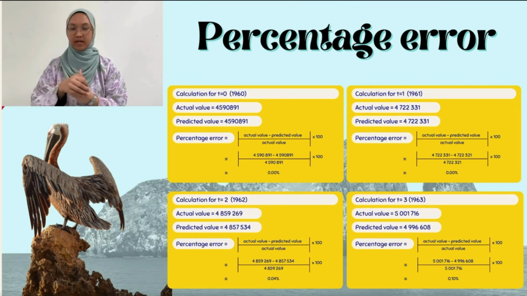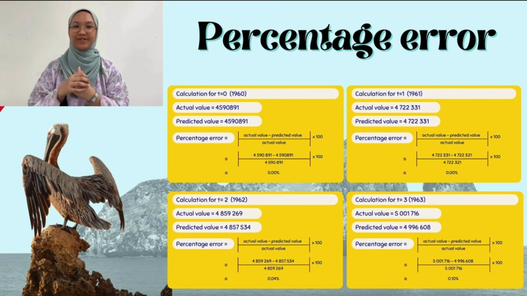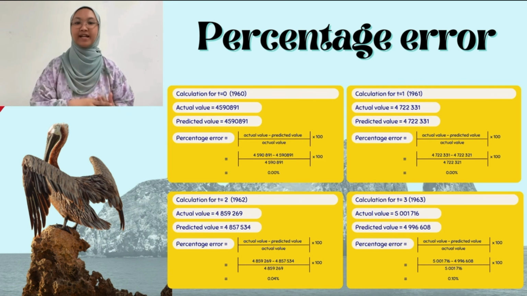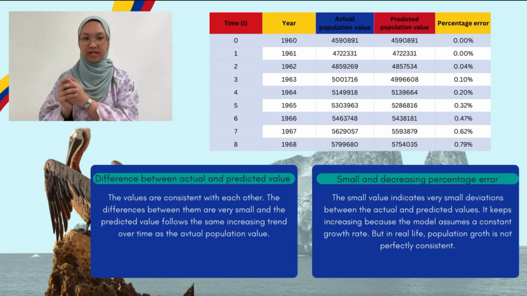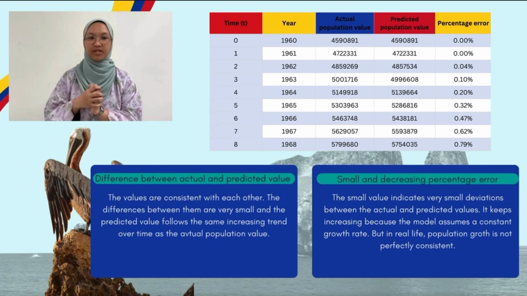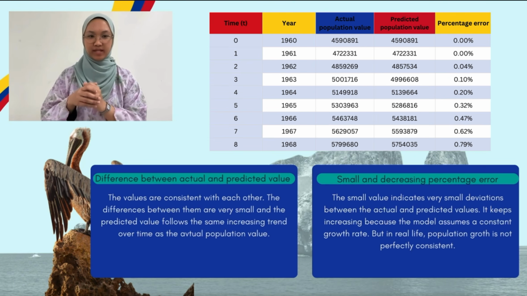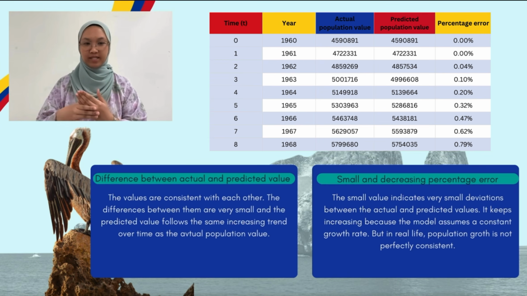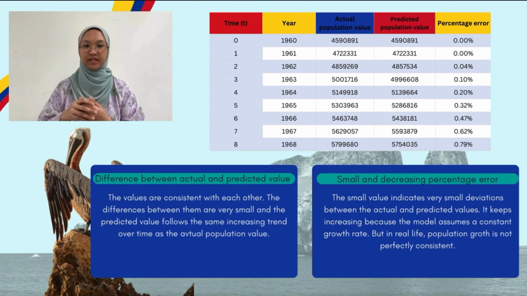From the table, the calculated values obtained from the Malthusian model equation are consistent with the actual values. The differences between them are very small, and the predicted population follows the same increasing trend as the actual population. The percentage error shows very small values, which indicates very small deviations between the actual and predicted values. As you can see, it keeps increasing. This is because the model assumes a constant growth rate, meaning it thinks the population grows smoothly like a perfect curve, but in real life, population growth is not perfectly consistent.